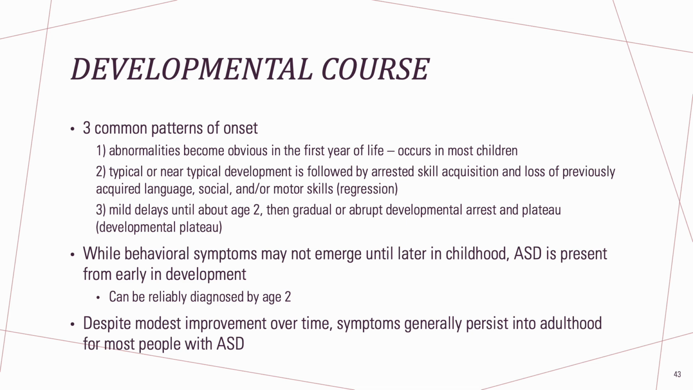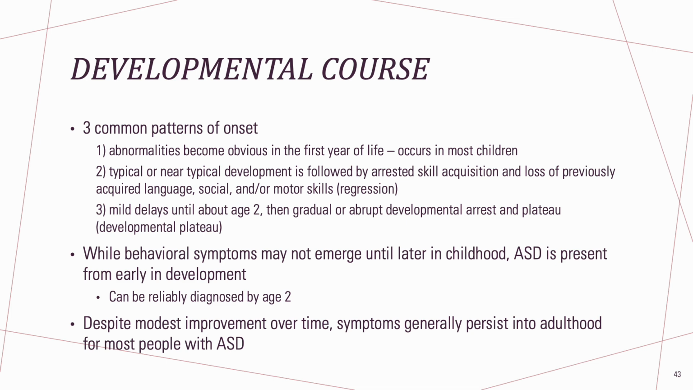You also have another pattern, number 2, where you have basically typical or near typical development, followed by some sort of skill regression. So you see deficits or reverting backwards in terms of a child's language abilities, their social skills, or their motor skills. The third pattern of onset is where you see problems from the get-go. So you see mild delays until about age 2, and then you see either gradual or abrupt developmental arrest or plateau.